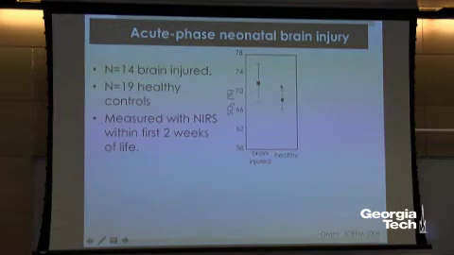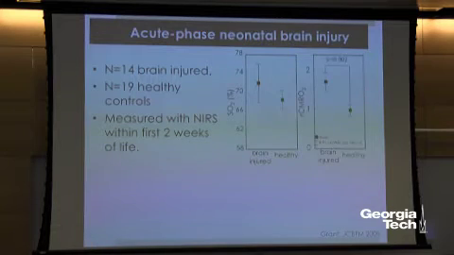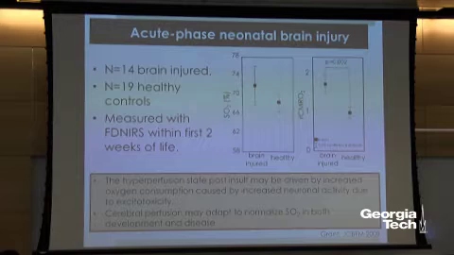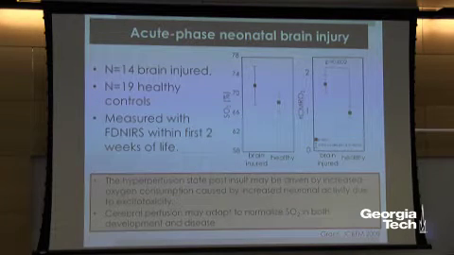And so with NIRS, you can see that yes, oxygen saturation is slightly elevated in the brain injured patients compared to controls, but this was not statistically significant and certainly was not clinically significant. But when she looked at oxygen metabolism, and now here I'm just normalizing all the metabolism values to our healthy controls, you can see that there's profound increases in oxygen metabolism. So these increases in oxygen metabolism are likely due to excitotoxicity and increased neuronal activity that occurs in the acute phases after hypoxic-ischemic injury.